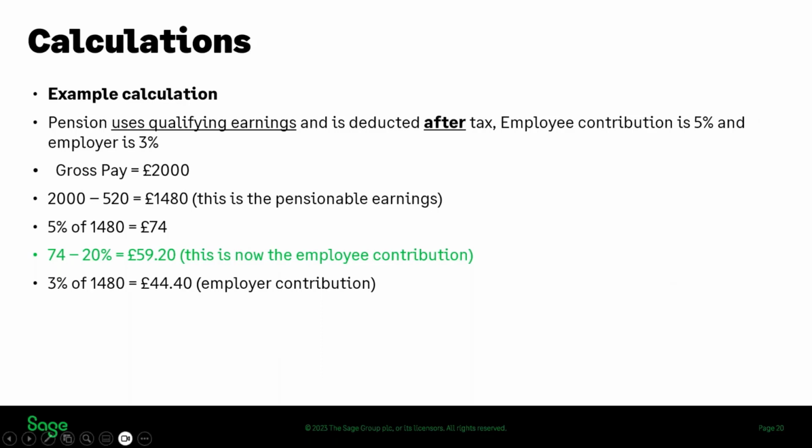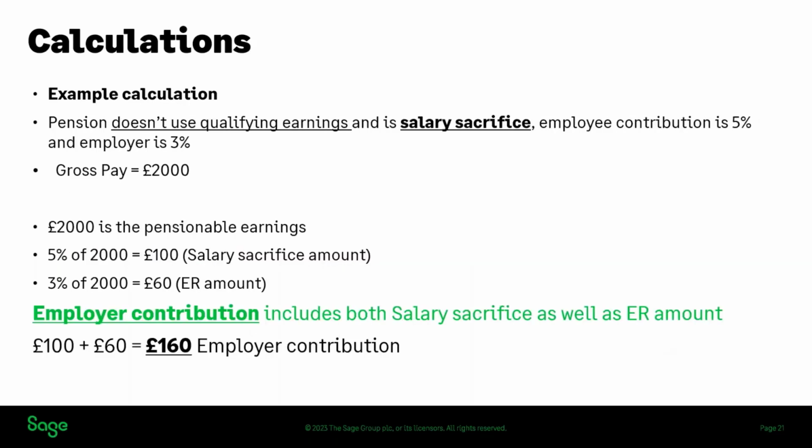And I think this is the last example I'm going to give you, and this one is a salary sacrifice scheme. So we may have had questions on this, so I'm going to show you some of this in the demo. For this calculation, we have a pension scheme that doesn't use qualifying earnings. So we've defined what pay elements are pensionable, but this one is a salary sacrifice scheme. The employee's contribution, the amount they're sacrificing, will be 5% of their gross pay, and the employer contribution is 3%. And again, we're going to process a gross pay amount of £2,000.